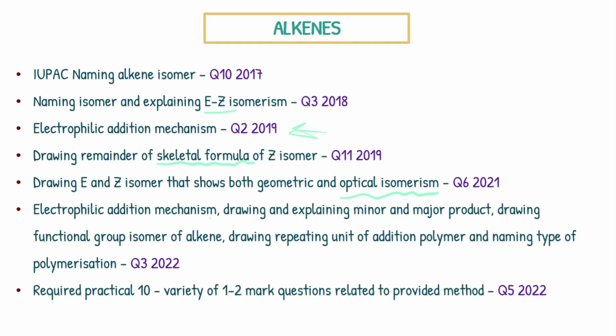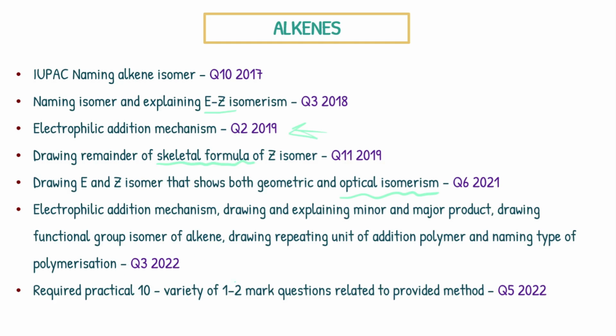Next one here, guys, electrophilic addition mechanism again. And you have to be able to draw and explain the minor and major product. Okay, this is a useful theory to understand. I've gone through this on past paper videos before. Drawing functional group isomers of alkenes, drawing the repeating unit of an addition polymer, and naming the type of polymerization. So this pops up again in the polymers topic for year 2, but this was an alkene-specific topic and it's also present in alkenes as well. So I included that here.